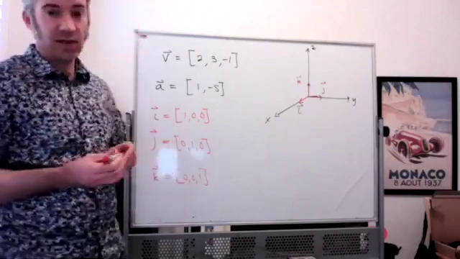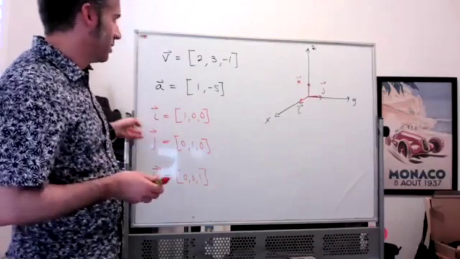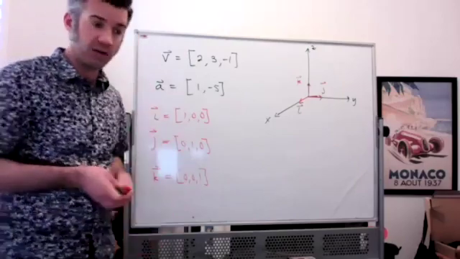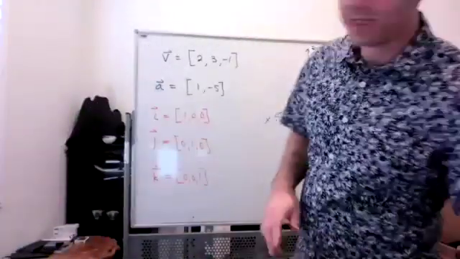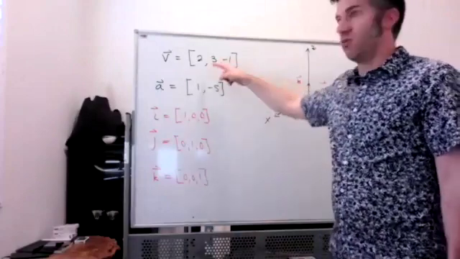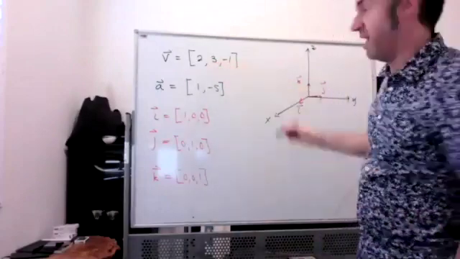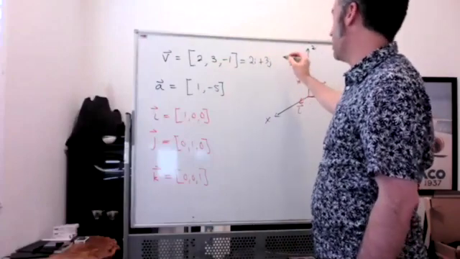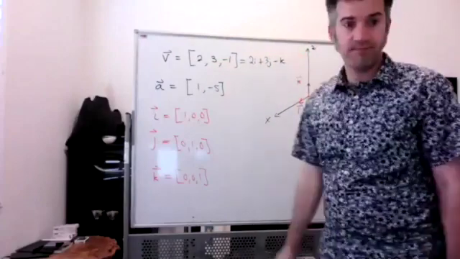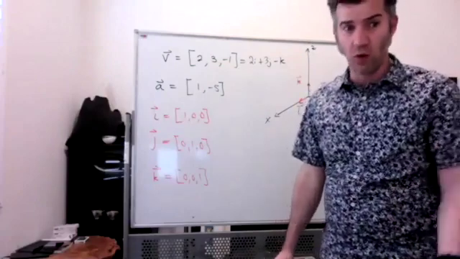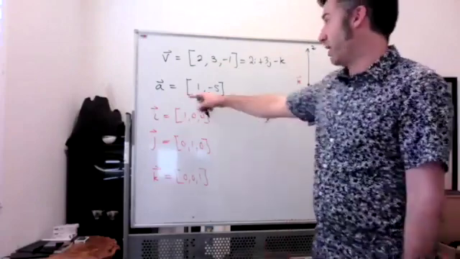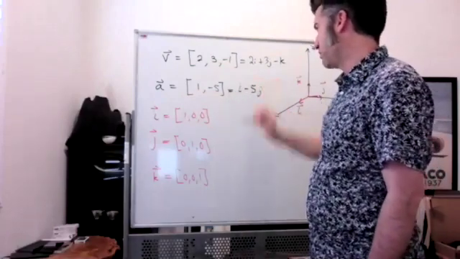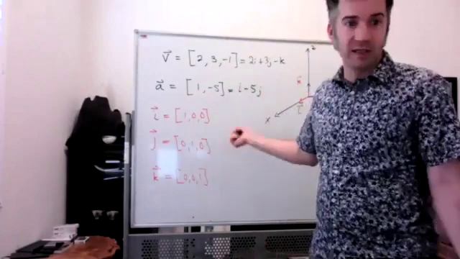But the thing is, we can then use these unit vectors to write any other vector as a combination of those vectors. So instead of writing the vector v as 2, 3, -1, you could write it as 2i plus 3j minus 1k. And that is another perfectly normal way of writing a vector. You could write a equal to 1, -5 as i minus 5j. So you will probably see somebody use this notation.